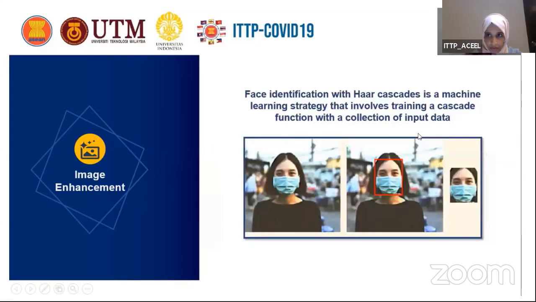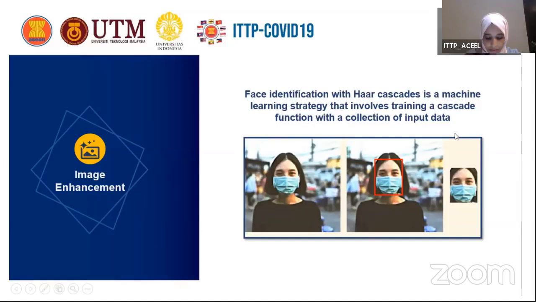The last step is to crop the region of interest. Face identification with Haar cascades is a machine learning strategy that involves training a cascade function with a collection of input data. It is a function in OpenCV that's used to detect faces. As we see here, it can detect the face, and then we can crop the region, and this is the result. The result will go for feature extraction, and it gives us a vector of features.